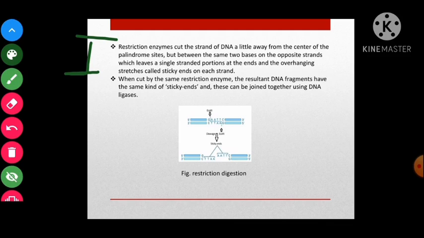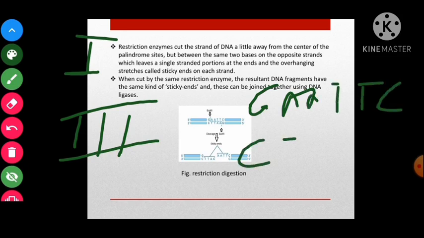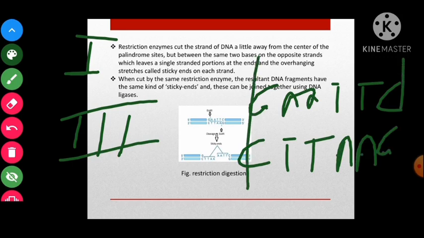Now second one is type 3. It also identifies the palindrome but only cuts from the side on any palindromic sequence. जैसे कि palindromic sequence है GAATTC और CTTAAG, तो यहां से कट करेगा, यहां से कट करेगा. Where homogeneous segment is created, but it is not used in the recombinant DNA technology.